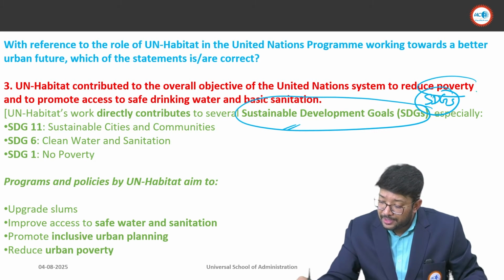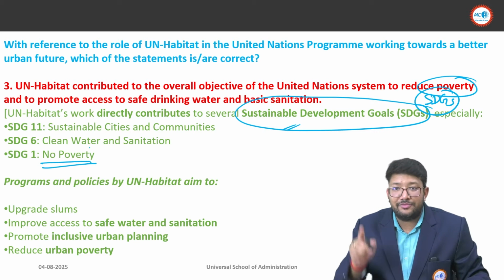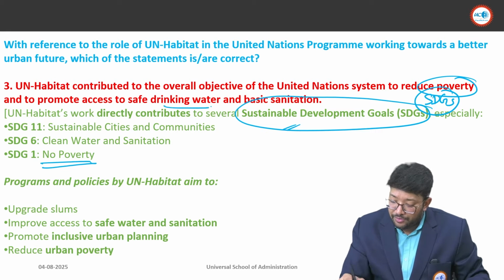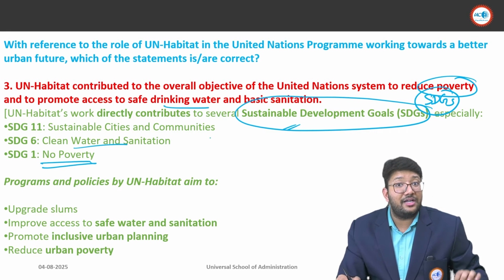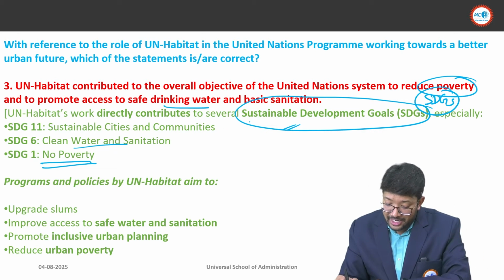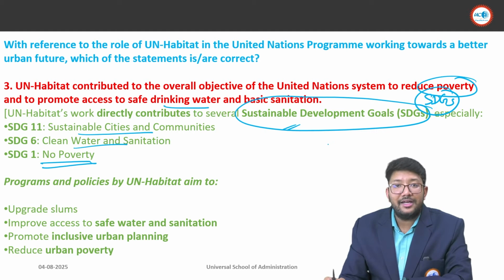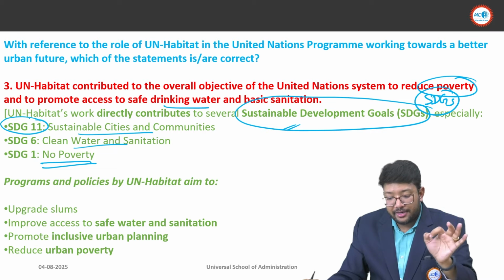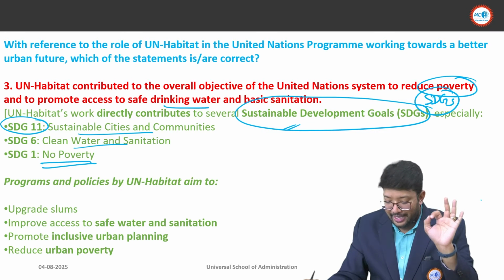Because the moment you see poverty, you will understand we are talking about Sustainable Development Goal 1. The moment you see drinking water, you will understand SDG 6. And sustainable cities and communities, definitely SDG 11. So yes, UN Habitat contributes to the objectives of the SDGs.